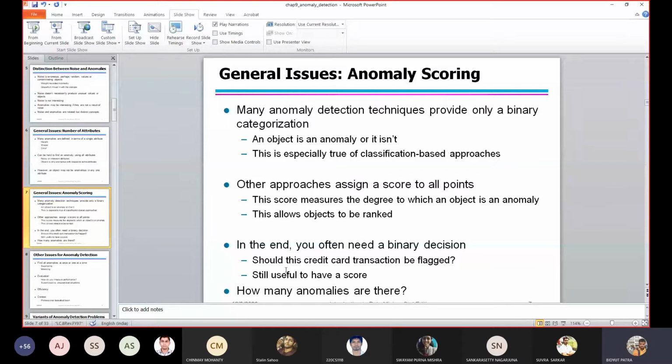Many anomaly detection techniques provide only a binary categorization: an object is anomalous or not. If you are given 10 objects, each one will be identified as normal or anomalous. One can use a classification technique for this. But as you understand, anomalous objects are very rare, so you need to face the challenge of data imbalance if you go for the classification or supervised learning technique. The other approach, as I pointed out, is this technique.